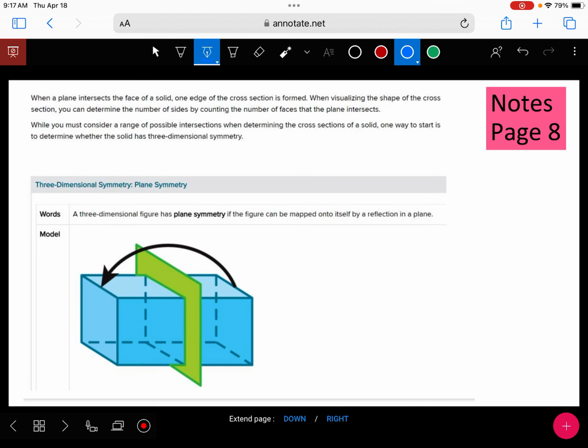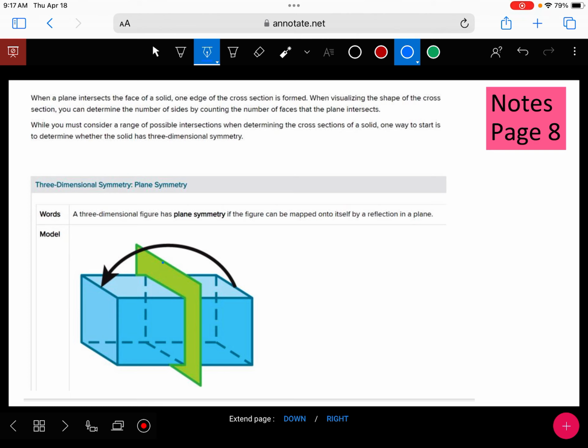So here we have a three-dimensional figure. It has a plane of symmetry. Does anyone know what that word symmetry means? If you have symmetry, that means that one side looks the same as the other. Like if you were to divide it in half, it would still be equal.